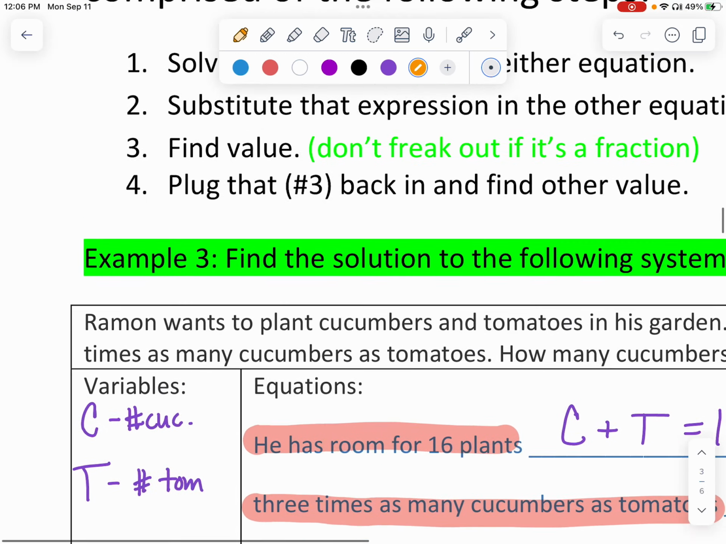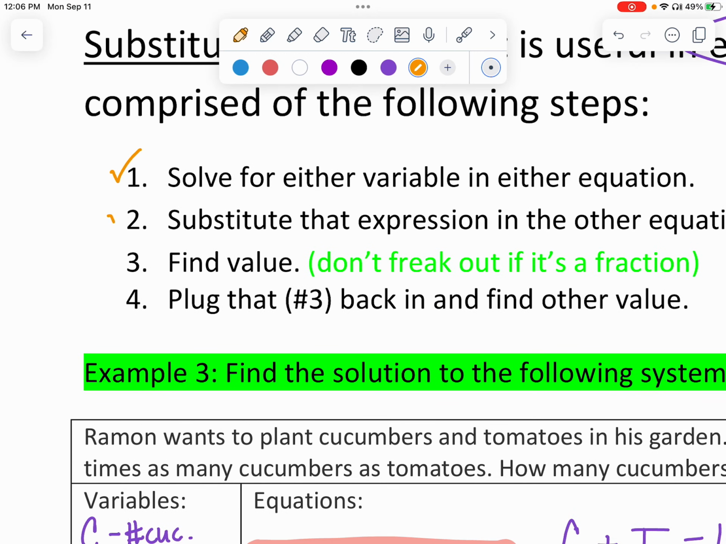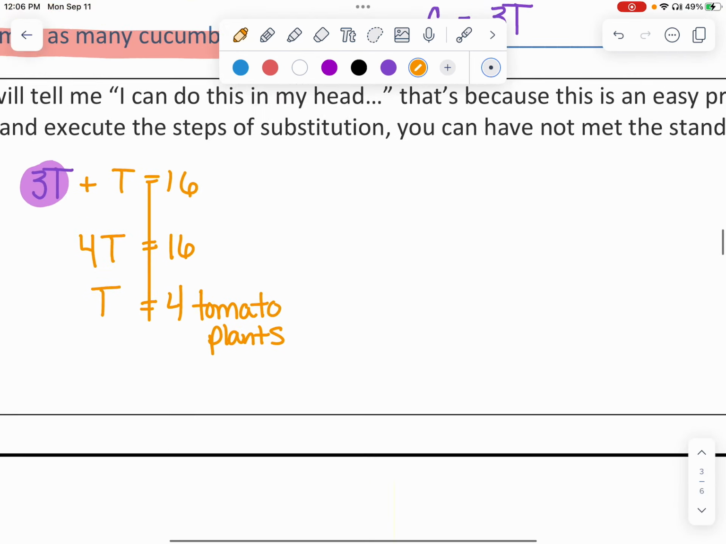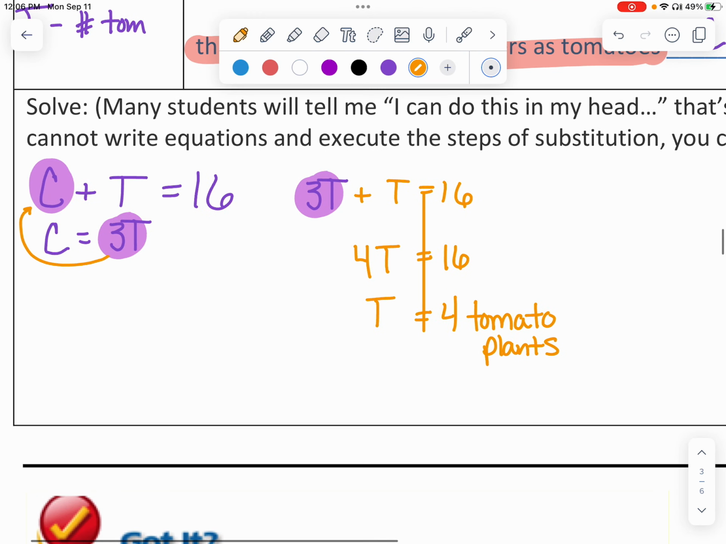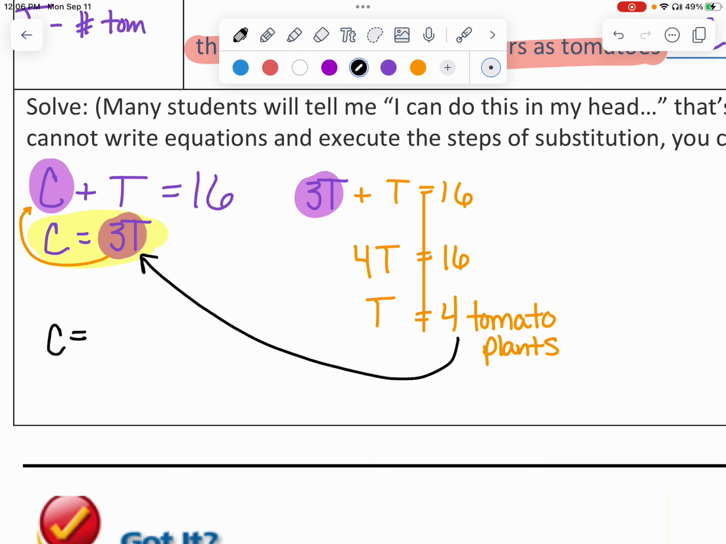I have now made it through step 1, which is already done for me, step 2, and step 3. Step 4, I'm going to plug that value back into the other equation. So when I say into the other equation, I mean the one that I didn't use, not this one. See the one I highlighted in yellow? Not that one, because that's the most recent one I worked with. I'm going to plug it in right here. And I'm going to go ahead and use black for that. So I'll draw another arrow. C equals 3 times 4, 12 cucumber plants.